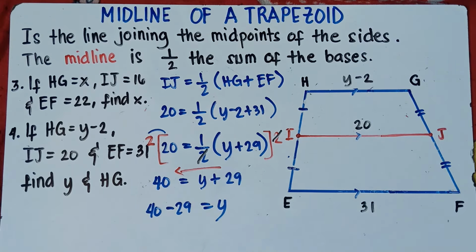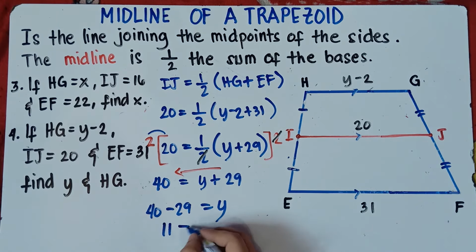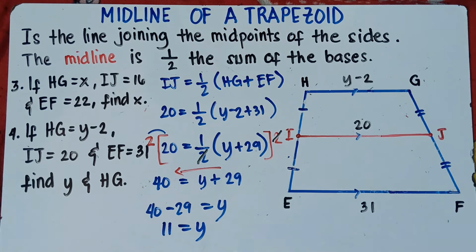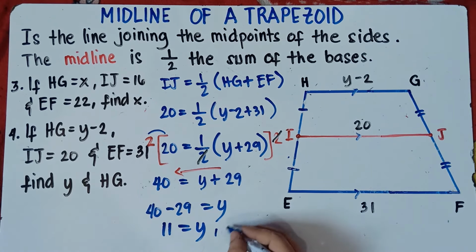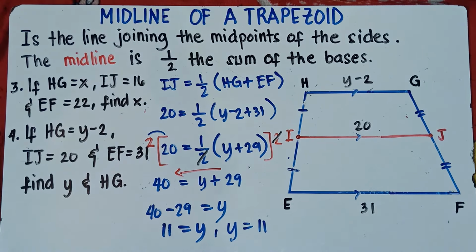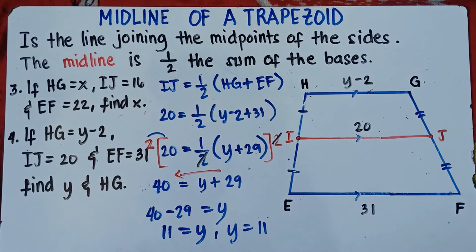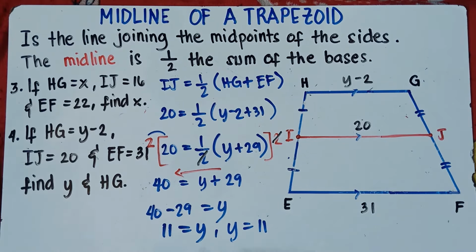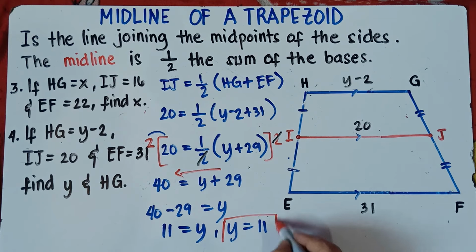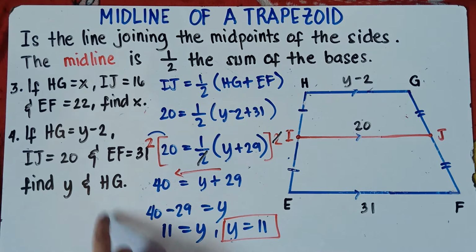And 40 minus 29, what's the answer, class? 40 minus 29. That's correct. That is 11 equals y. Alright, that's it, class. That's the value of y. Or you can write this one, y equals 11. This is just the same, class. Y equals 11 or 11 equals y. So therefore, our y is 11.